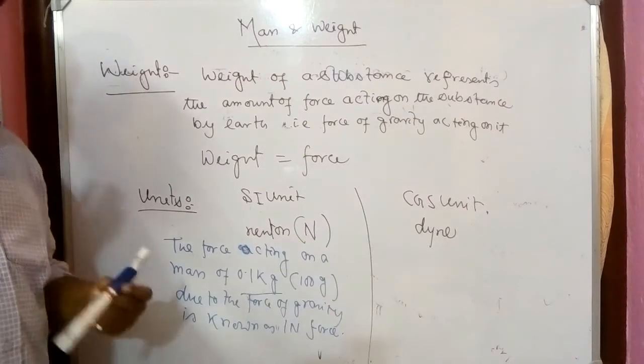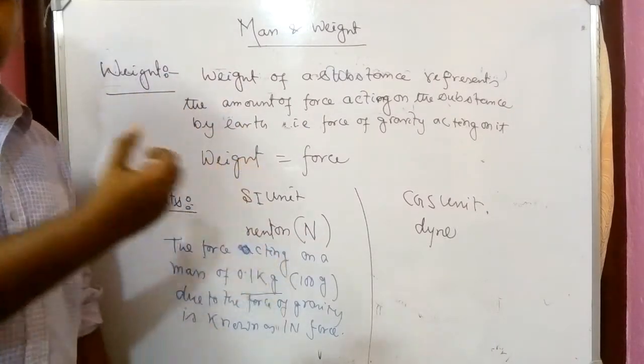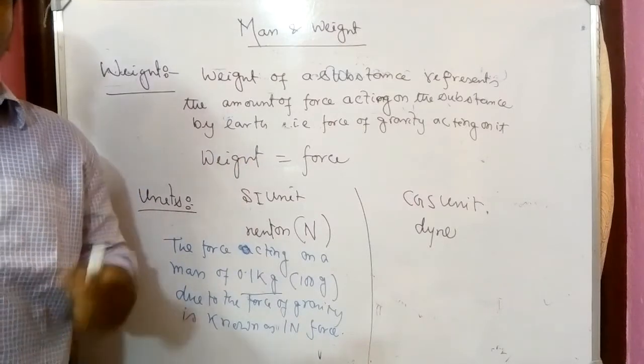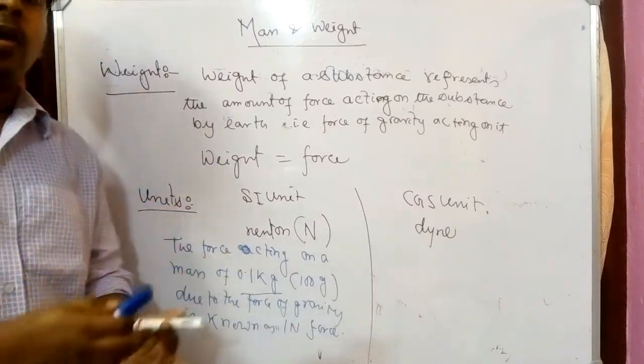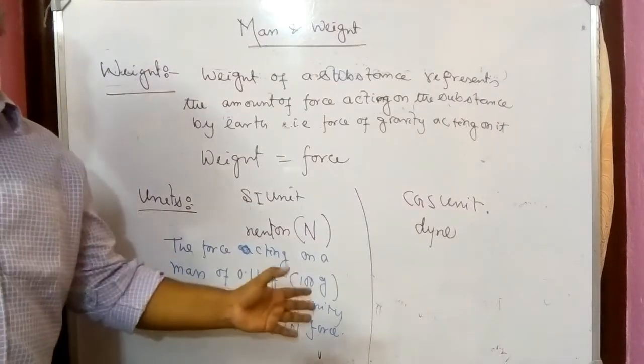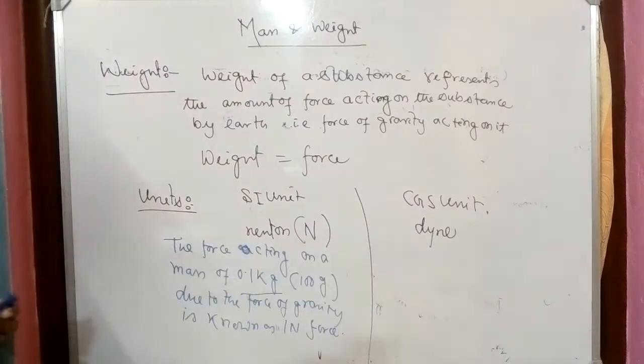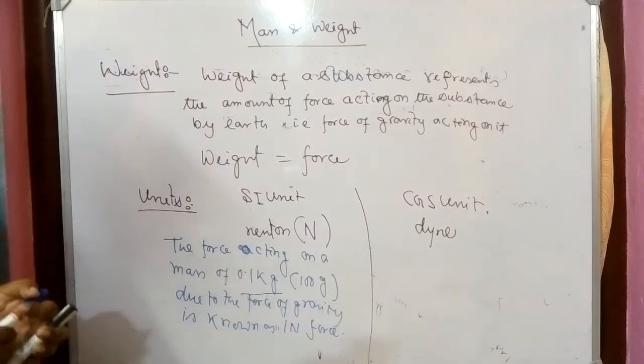So if you have a substance of 100 gram and you just keep it on the surface of the earth, how much force is acting on it? That much force should be equal to 1 Newton. Coming to the other thing, what will be the dyne, the other unit?